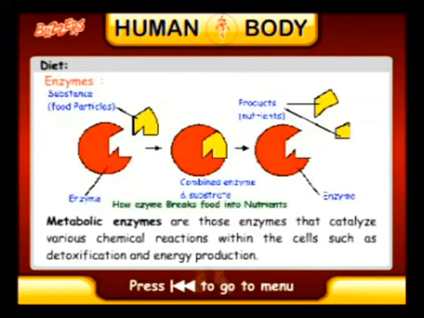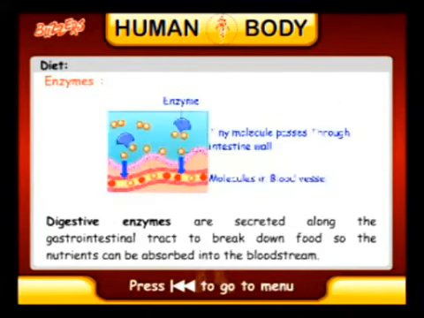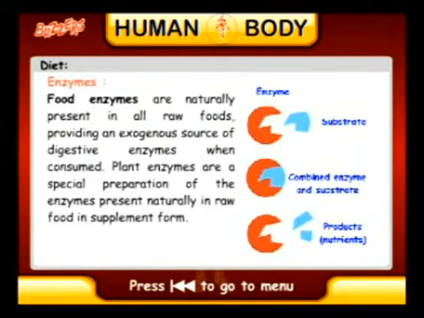Metabolic enzymes are those enzymes that catalyze various chemical reactions within the cells, such as detoxification and energy production. Digestive enzymes are secreted along the gastrointestinal tract to break down food so the nutrients can be absorbed into the bloodstream. Food enzymes are naturally present in all raw foods, providing an exogenous source of digestive enzymes when consumed. Plant enzymes are a special preparation of enzymes, present naturally in raw food, in supplement form.